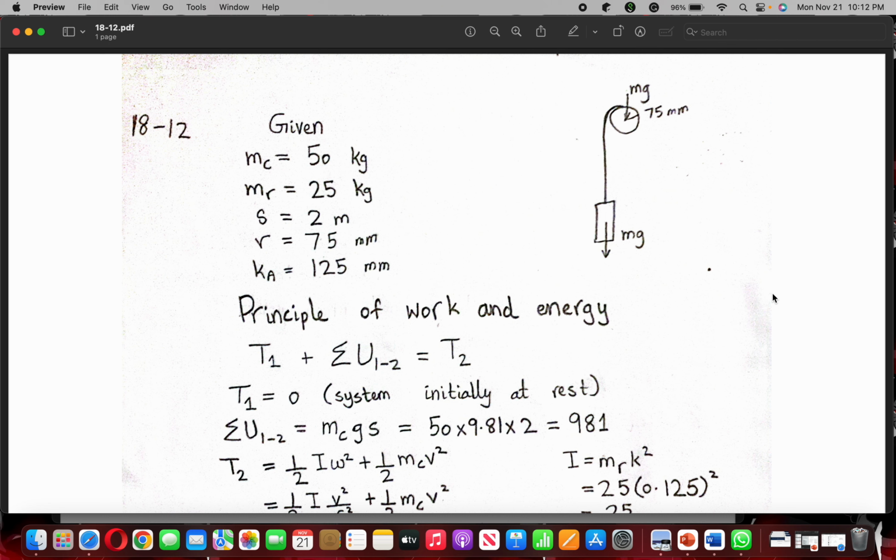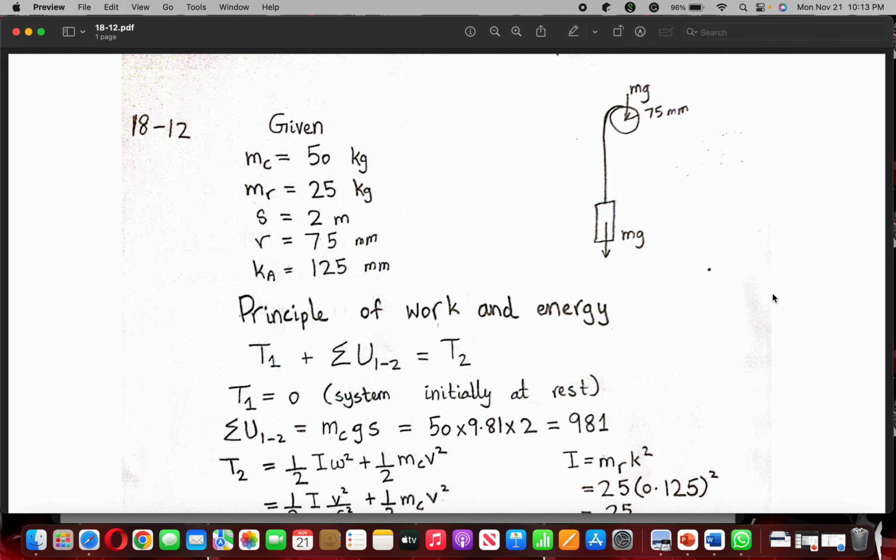So we use the principle of work and energy, in which the kinetic energy for state 1 plus the potential energy from state 1 to state 2 is equal to the kinetic energy of state 2. We know that the system is initially at rest, so T1 will be equal to 0. And for calculating the potential energy, we multiply the weight with the distance it has descended. So weight is 50 multiplied by 9.81 multiplied by 2, the distance which it has descended, so we get 981.